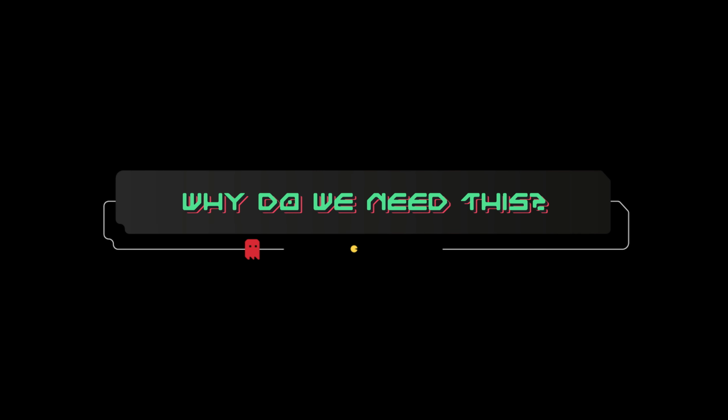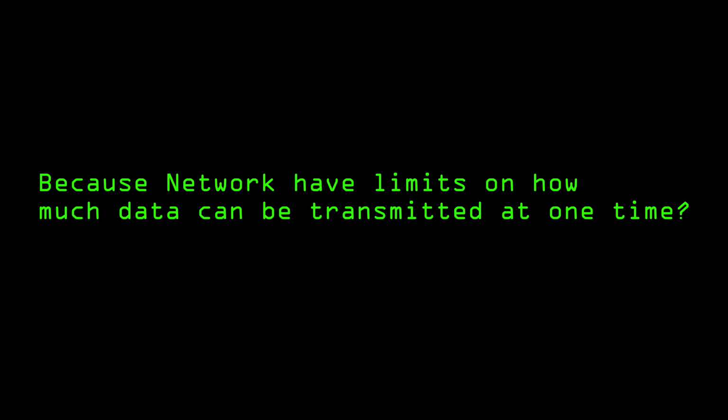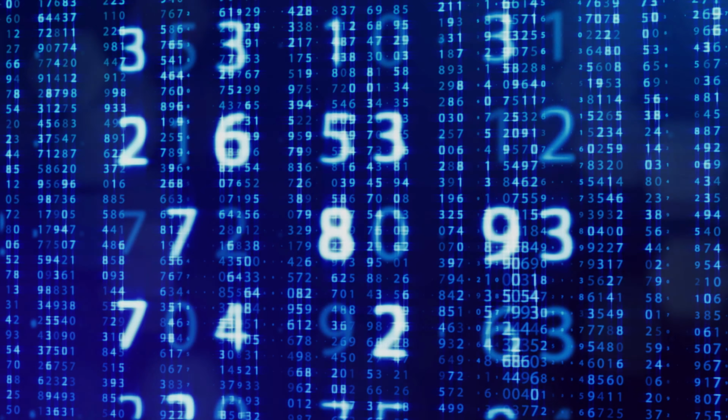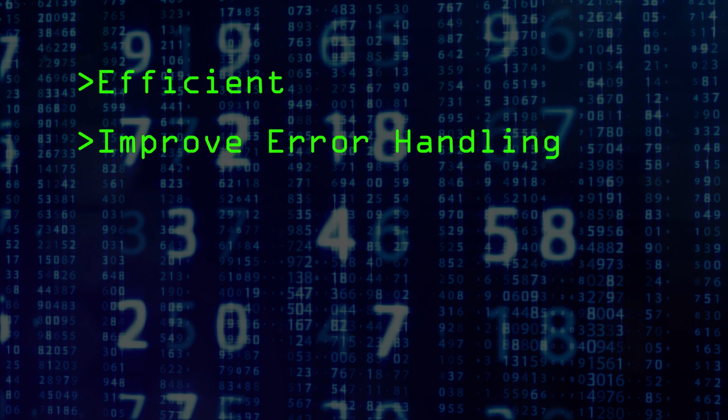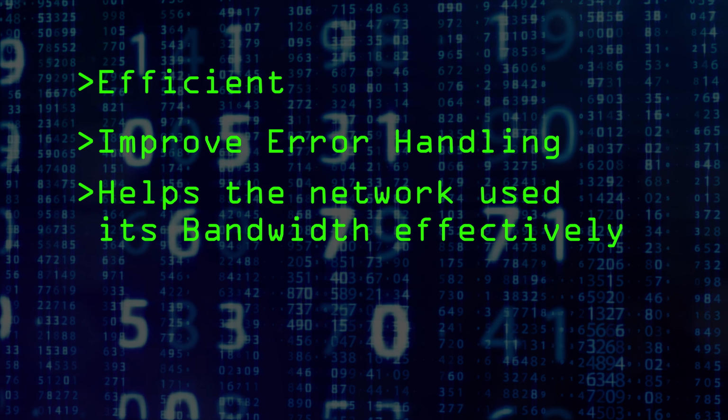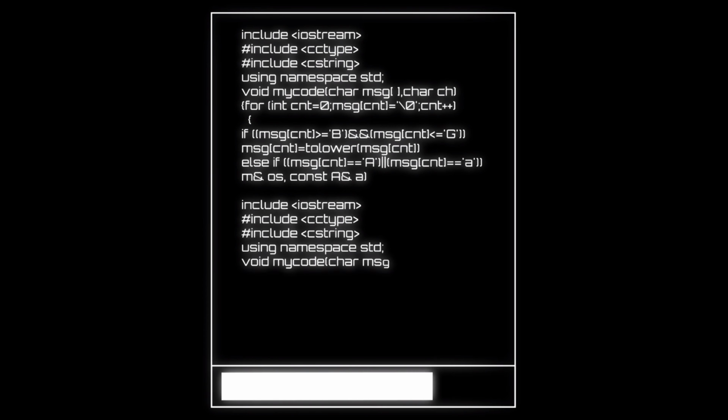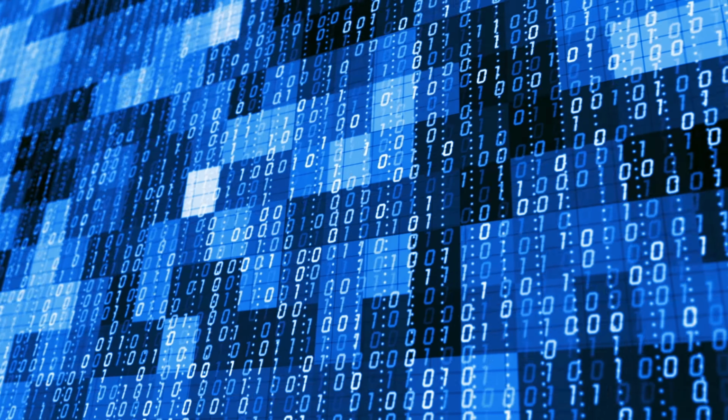Why do we need this? Because networks have limits on how much data can be transmitted at one time. Sending smaller pieces makes communication more efficient, improves error handling, and helps the network use its bandwidth effectively. For example, a 10 MB file might be divided into 1000 smaller segments, each containing only 10 KB of data. Once these segments are created, they are sent across the network one by one.